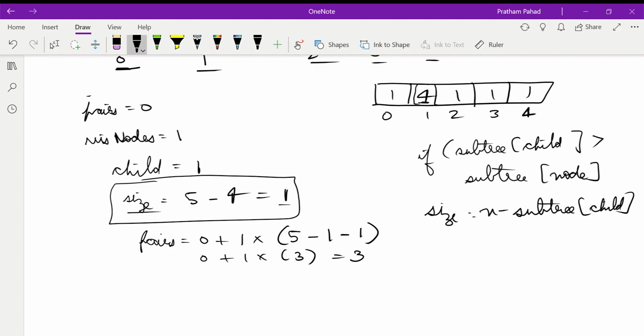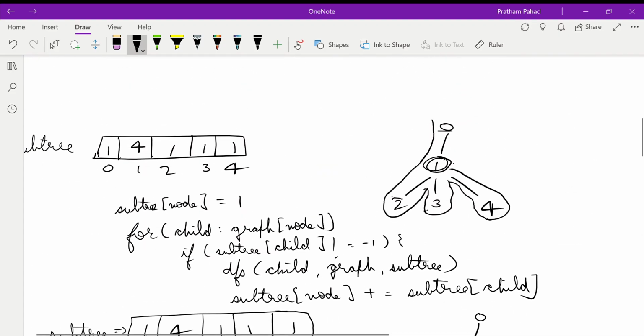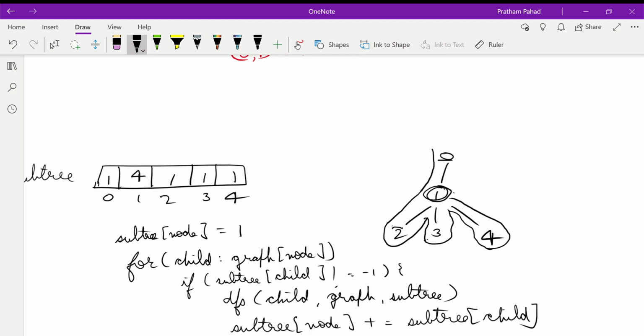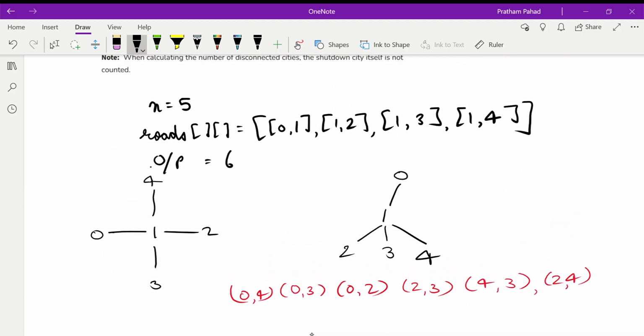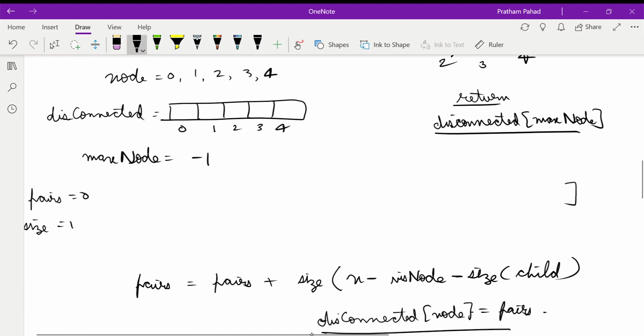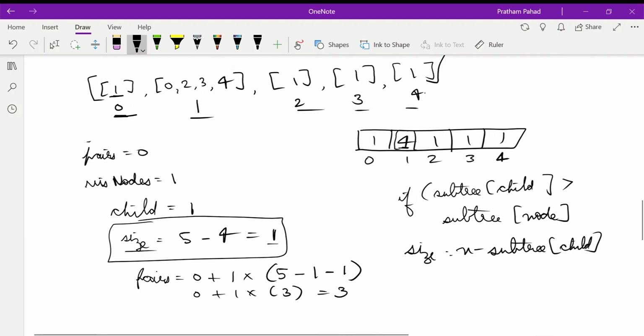If I remove 0, then 1-0, 2-0, 3-0 and 4-0, these 3 pairs will be disconnected. So I got 3 here. I will put 3 at the point of the disconnected array, and our max node will be 0 currently. Okay. Next, I will travel to 1. Now 0 doesn't have any children, so now let's move to 1.